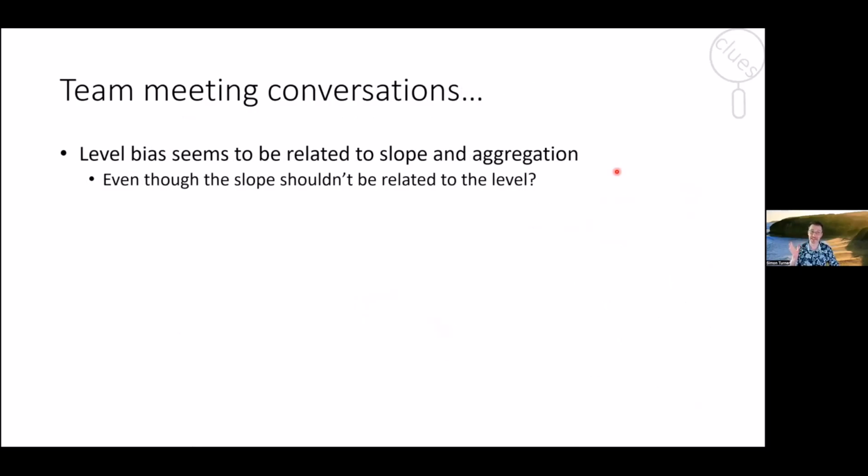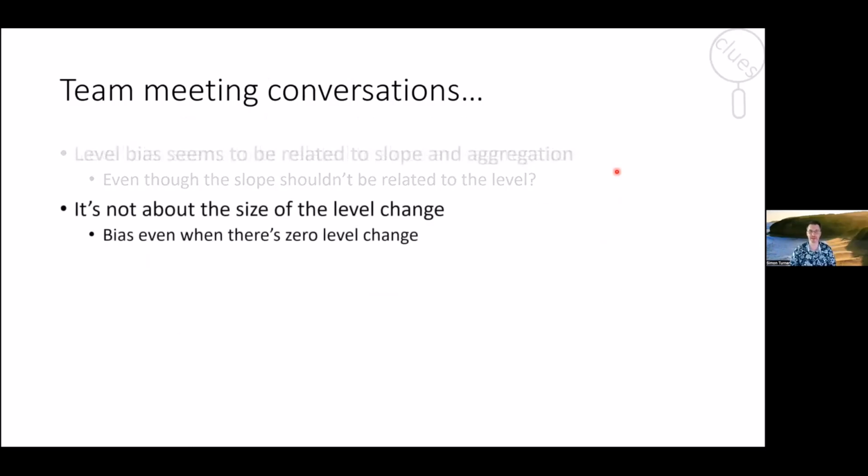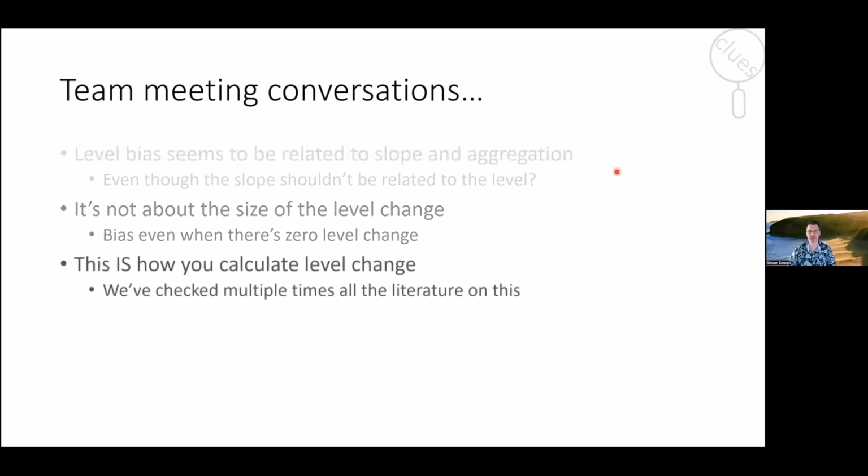Now, the level bias is related to the slope and aggregation, but slope shouldn't be related to the level. There's no link between the parameters at all, or in my regression model. So I don't know what's happening there. It's not even about the size of the level change. There's bias even when there's no level change.